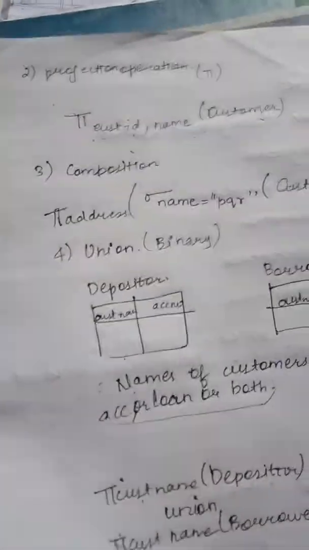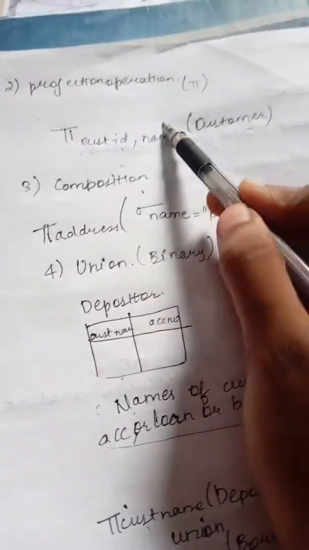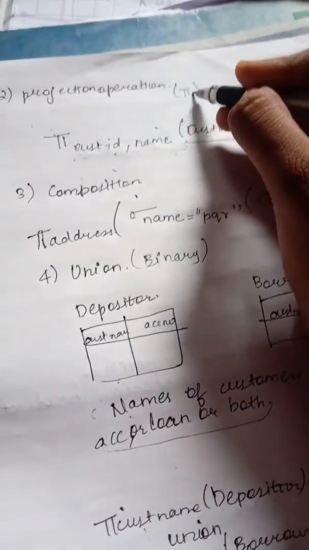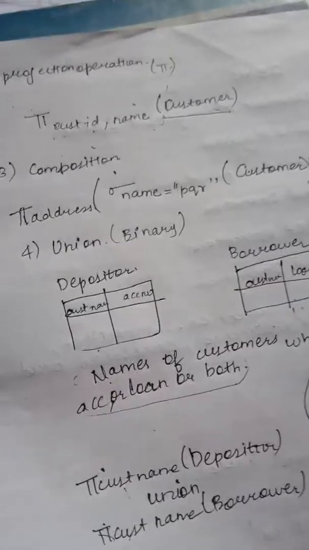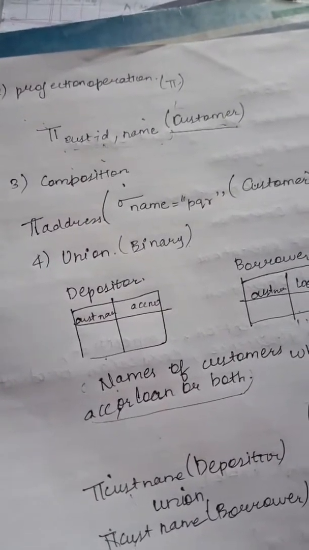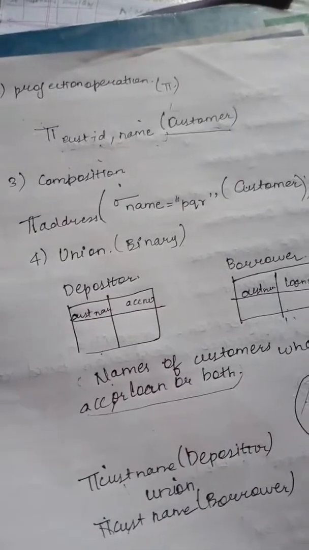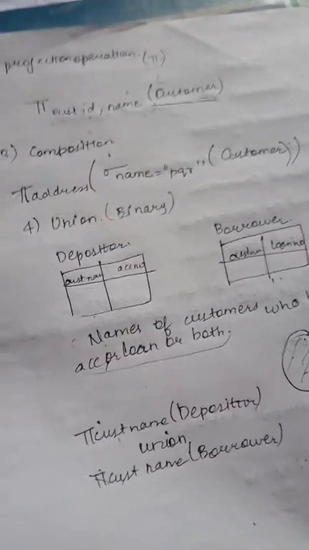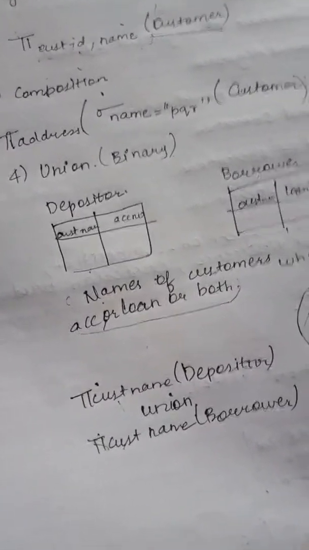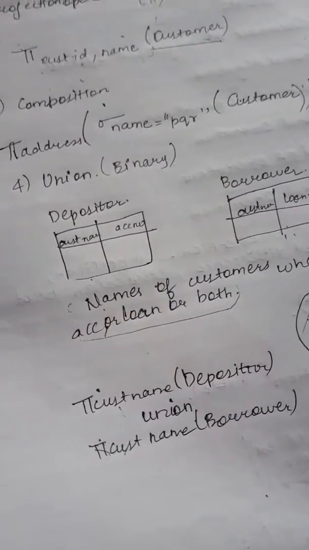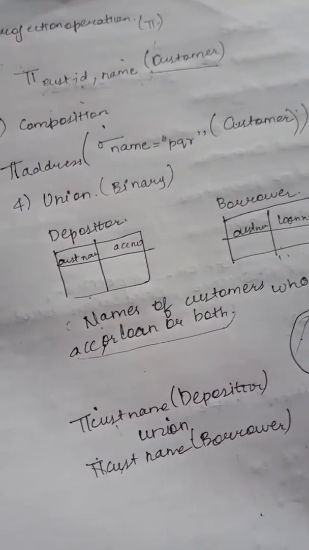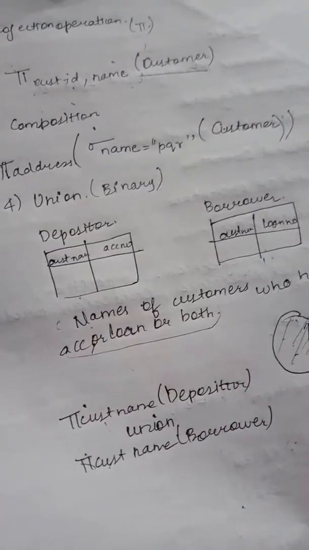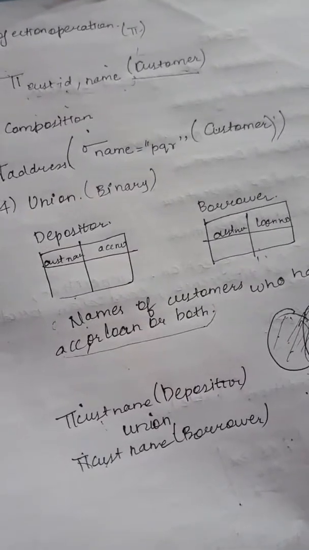Okay, and here in composition, in projection, or in selection, we used only one table, that is customer. So we can say that projection, selection and composition are all unary operations, right? They are unary operations which work on only one table. But here union works on two tables. In order to get the union operation into action, we need two tables or more than two tables, right?